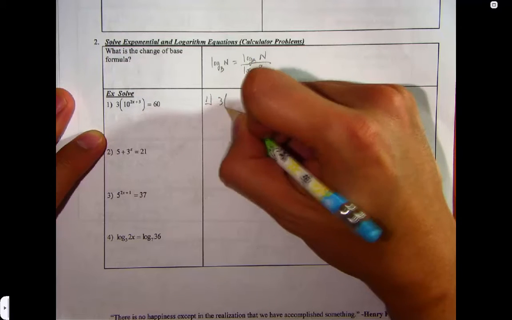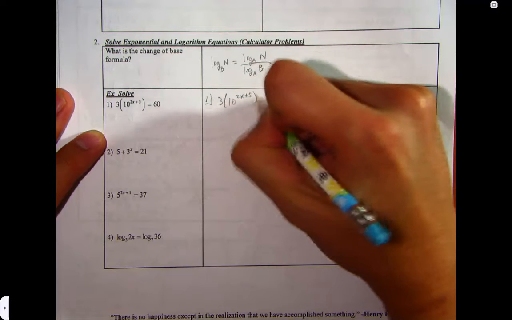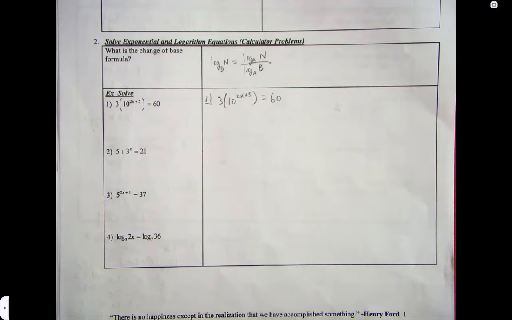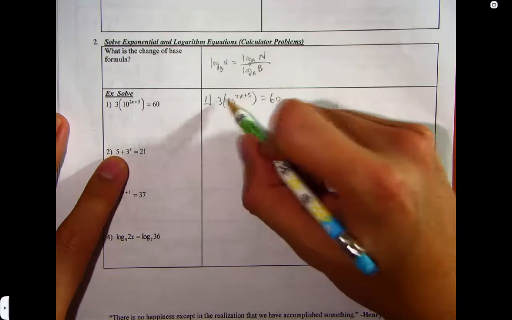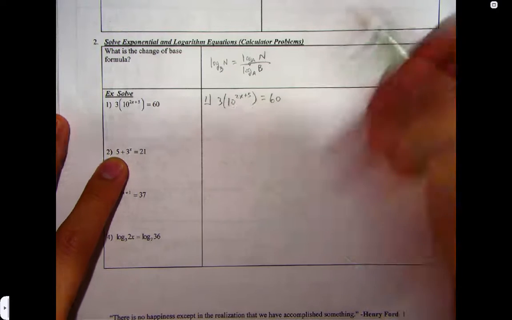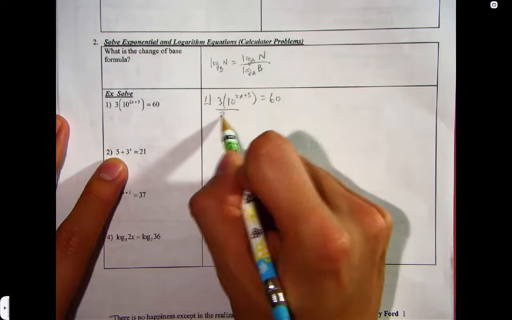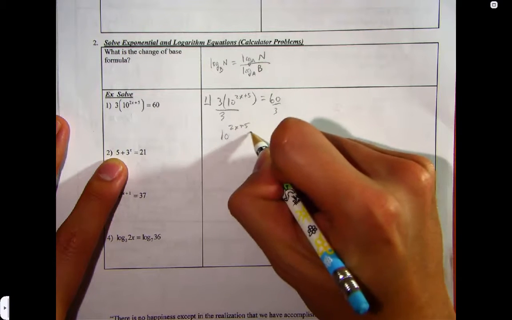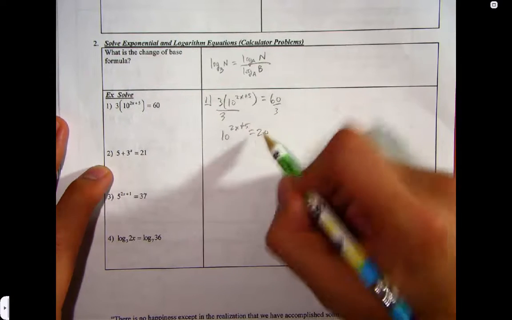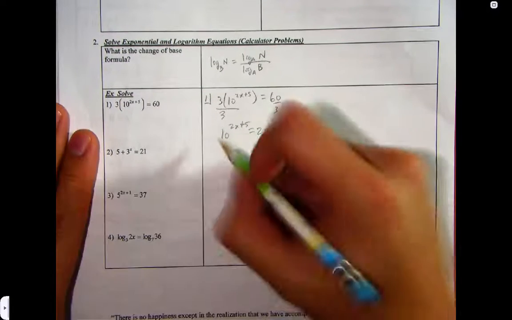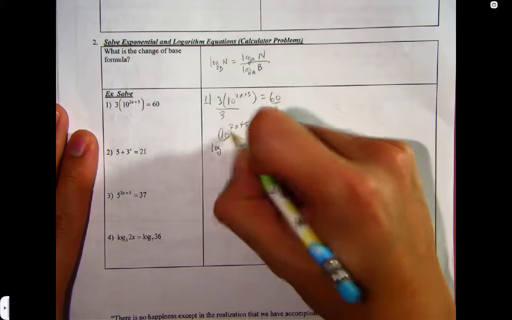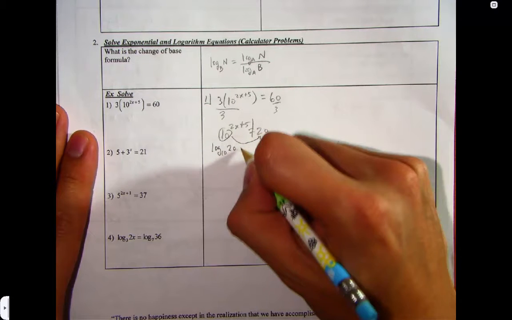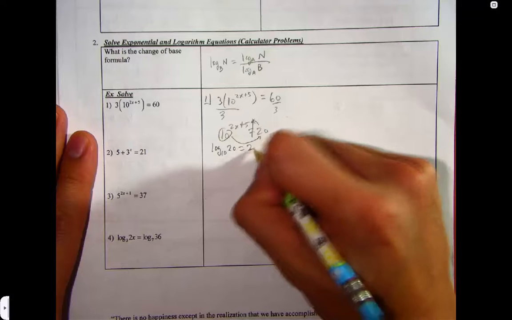Example number 1, 3 times 10 to the 2x plus 5 is equal to 60. This is an exponential equation because the variable is in the exponent. Usually I would distribute, but since there's an exponent here, I can't distribute. So the opposite of multiply is divide. So it becomes 10 to the 2x plus 5 equals 20. I try to write the same base, 10 and 20, but I can't, so I have to rewrite it in log form. So log, here's our base, 10. The other side of 10 is 20, so 20 goes here, equals the exponent 2x plus 5.